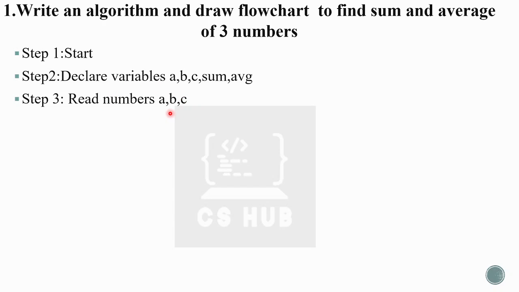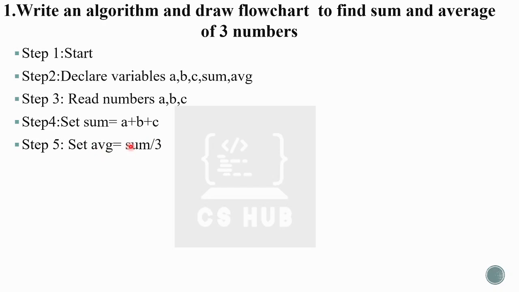After reading this A, B, C, next step will be adding these three numbers, right? So for that, set sum is equal to A plus B plus C. Then we have to find the average, right? Average is equal to sum by number. Set average equal to sum divided by the number, which is 3. So average is equal to sum by 3.